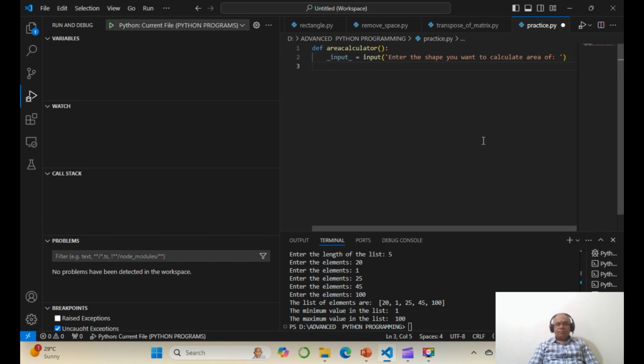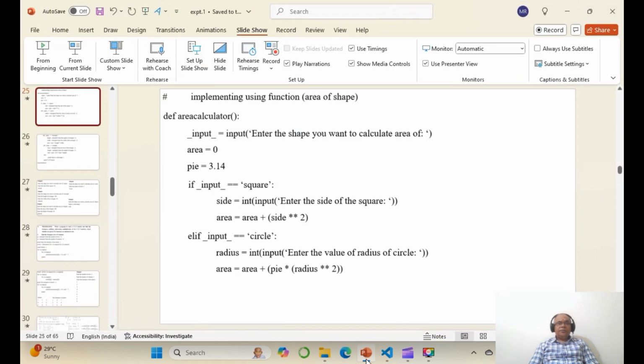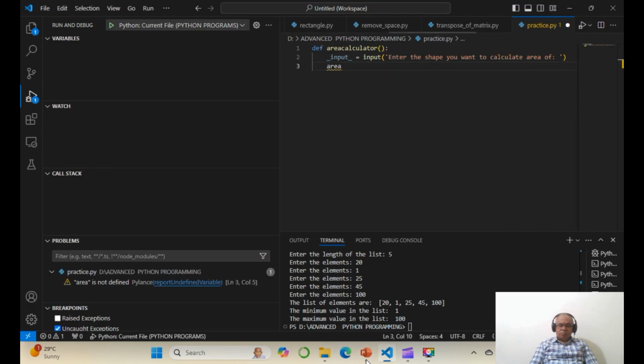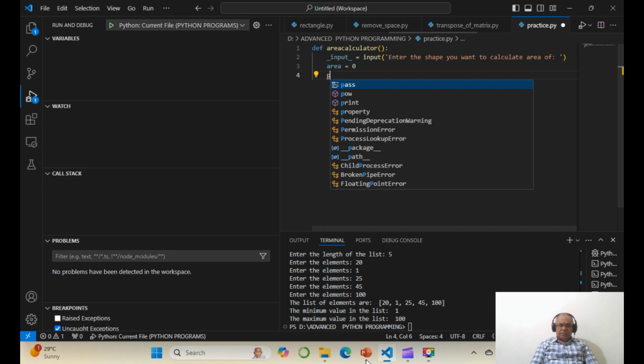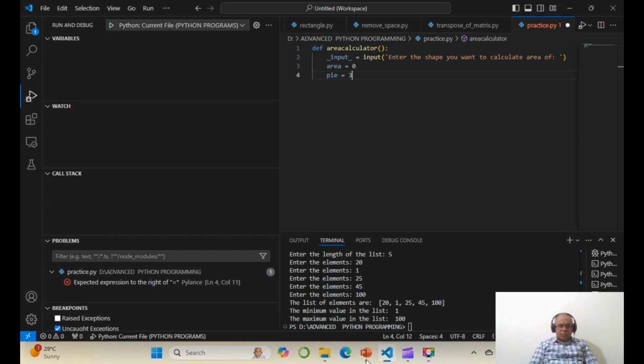Next, now area is equal to 0. Pi equals 3.14.